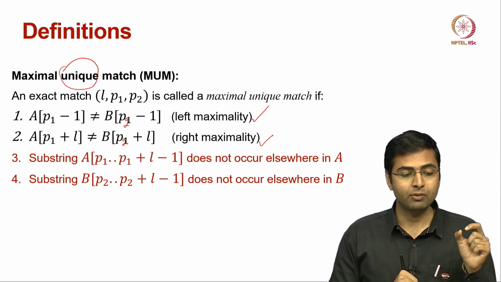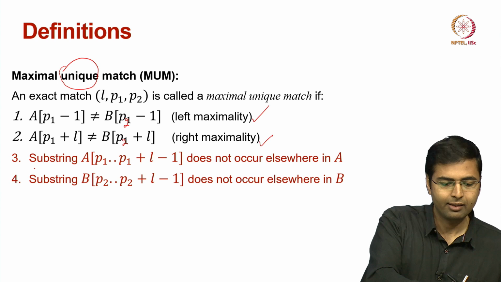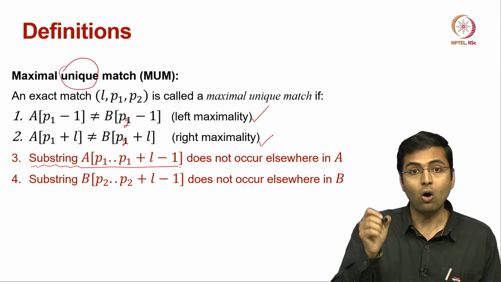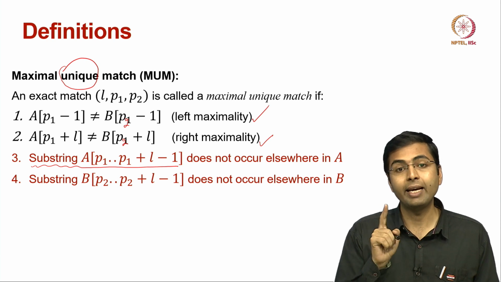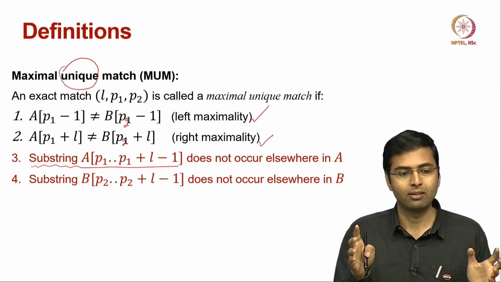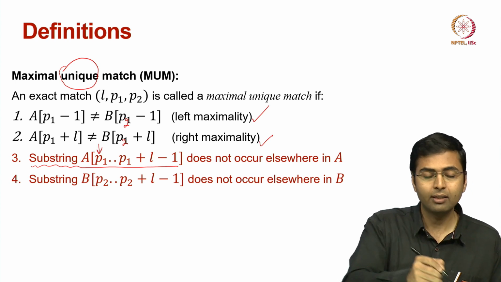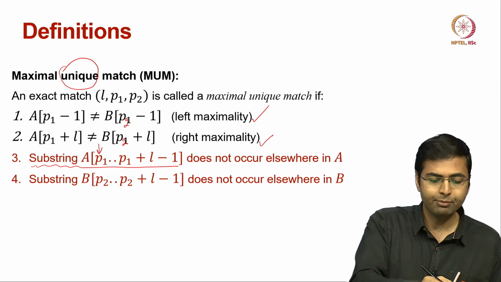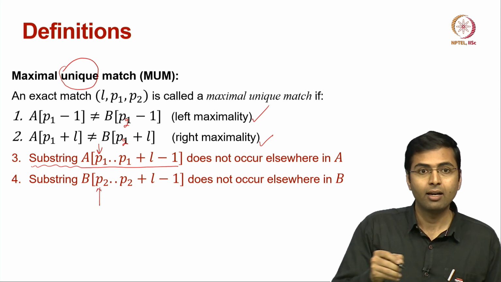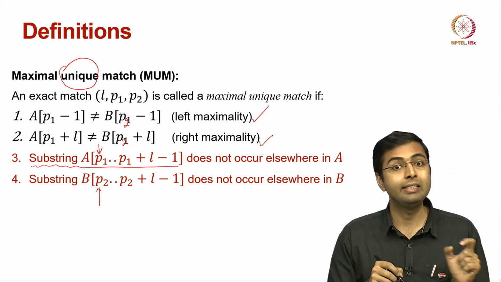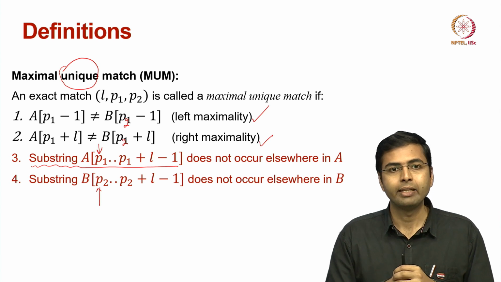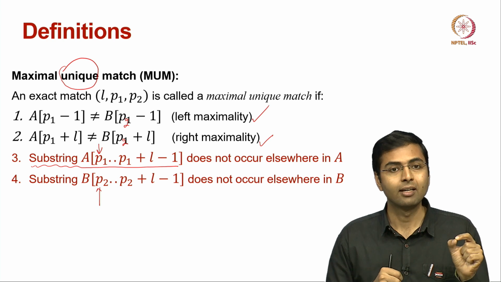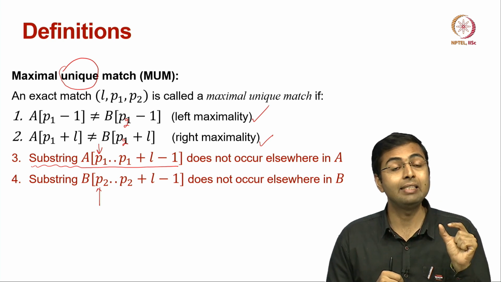however, we also want the substring to be unique, that is the corresponding substring should occur only once in string A and it should not occur elsewhere. So, for example, except position P1, it should not occur elsewhere in sequence A. Similarly, the same substring should not occur elsewhere except position P2 in sequence B. That is, the corresponding substring should have exactly one occurrence in sequence A and exactly one occurrence in sequence B.